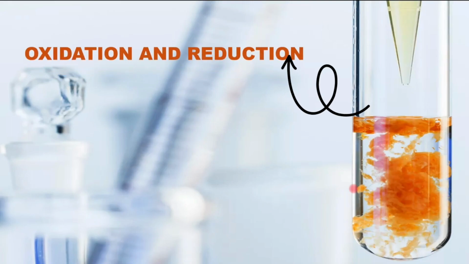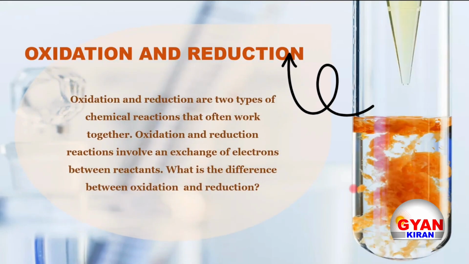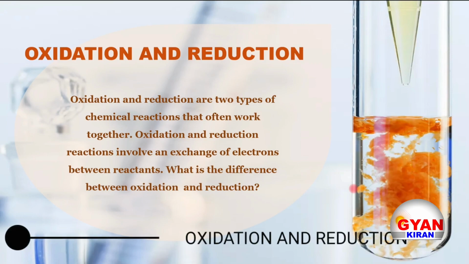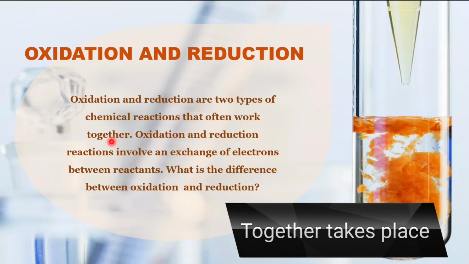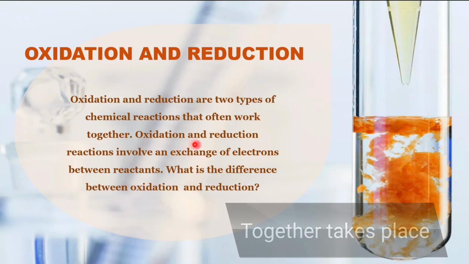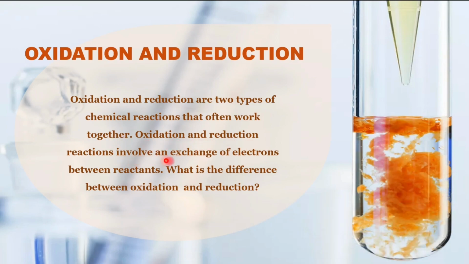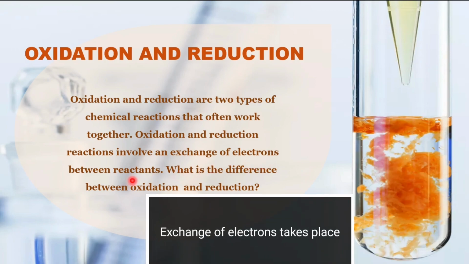Oxidation and reduction. Dear student, in this session, we have to understand the phenomena oxidation and reduction. These are two types of chemical reactions that often work together. Oxidation and reduction reactions involve an exchange of electrons between reactants.